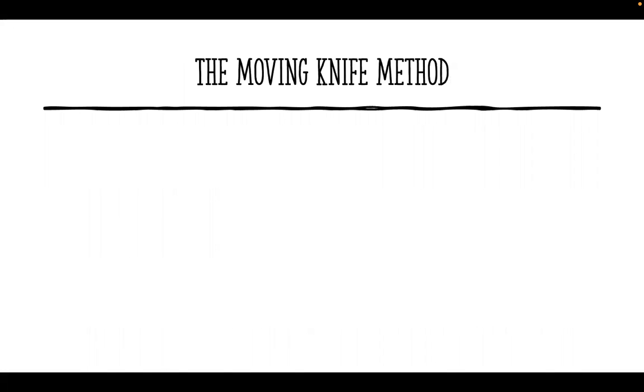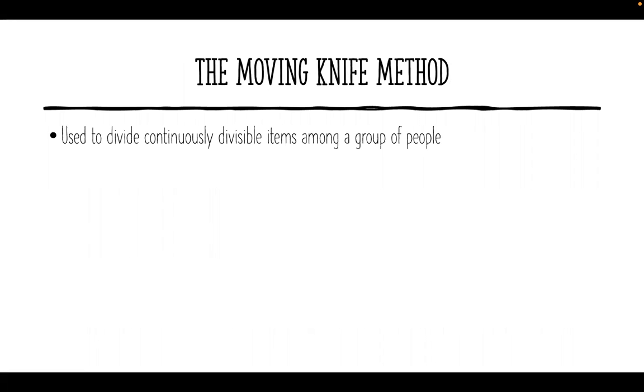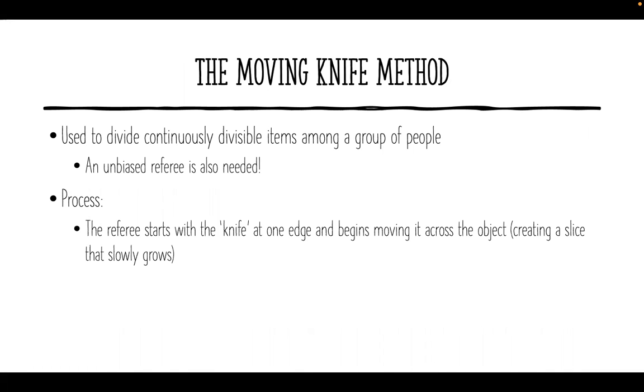The moving knife method is slightly different. We're still using continuously divisible items and we're still using a group of people. Now we also need an unbiased referee. So maybe your neighbor comes over to help or whoever, right? An unbiased referee. So the process of this, the referee starts with a knife. Now, if you're using a candy bar, you might need an actual knife. But if you're dividing something else, this is like a fictitious knife. It's just an item that you're using as your marking piece.